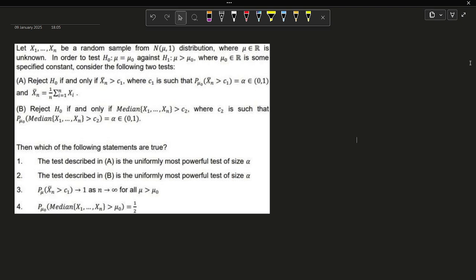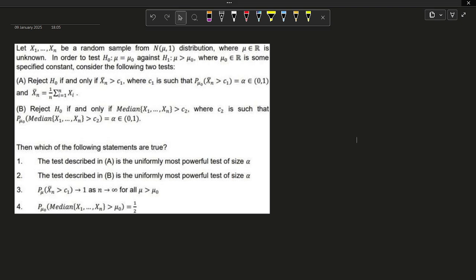To analyze the given problem, we evaluate each statement using the properties of hypothesis testing, the normal distribution, and the uniformly most powerful tests. So now we are going to evaluate test A.